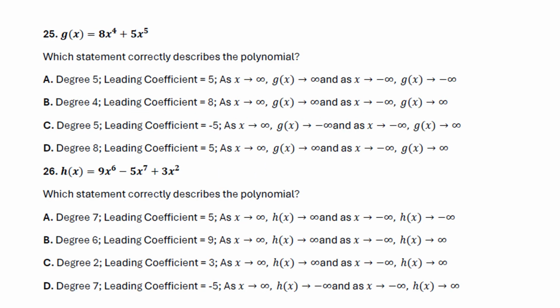For question 25 and 26 also, in your ministry exam, MCQ can come like this. So here the degree or the maximum power is 5 and the leading coefficient is also 5. So this one not possible, this one not possible. Let's see the other two options. Here it is negative, again not possible. So A is the answer.